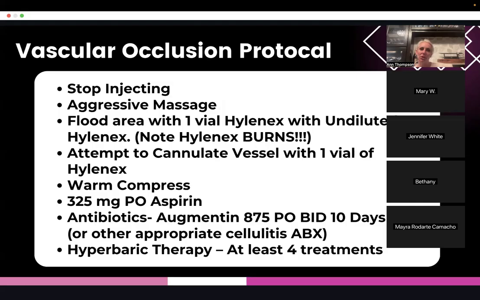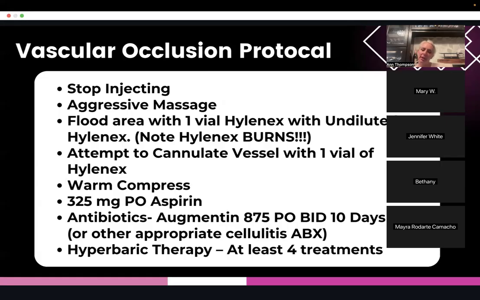I know some practitioners will dilute their Hylenex because it burns. This is an emergency situation. I need this product as concentrated and as powerful as possible to get this patient out of an emergency complication. So just let the patient know this is going to burn. After you flood that entire area with one vial of Hylenex, you are then going to do aggressive massage again.